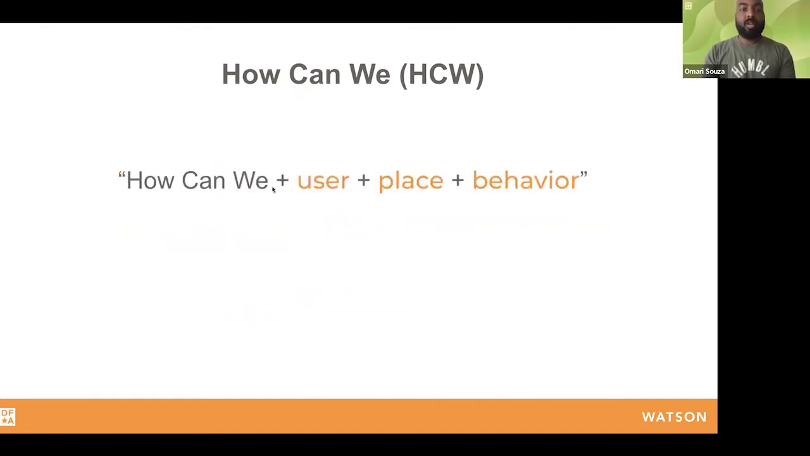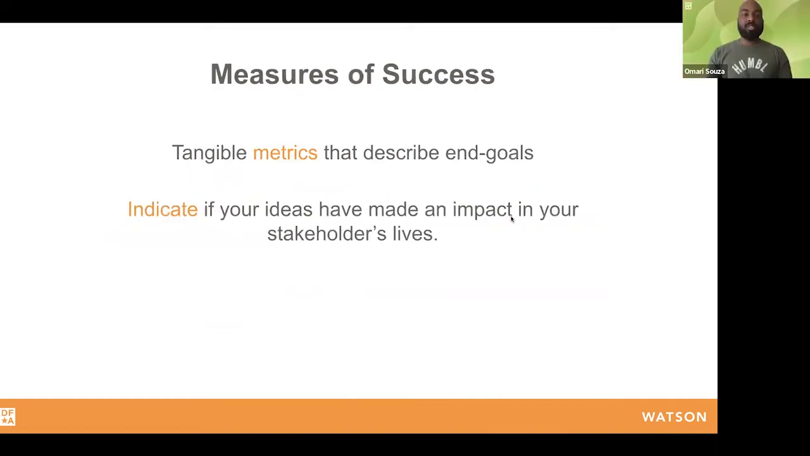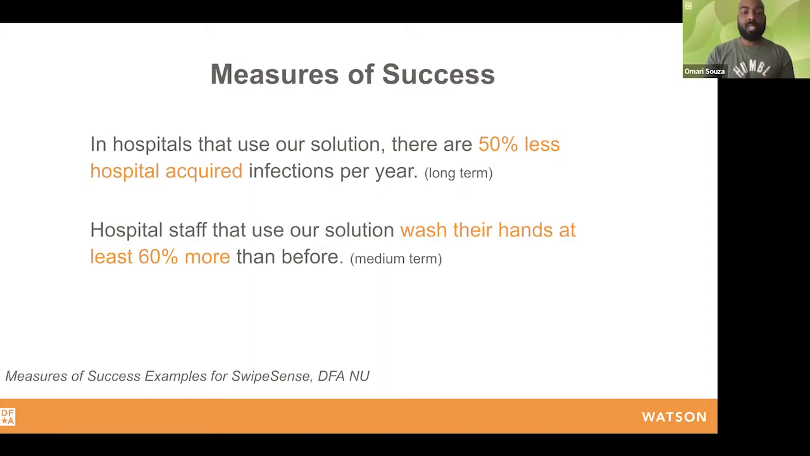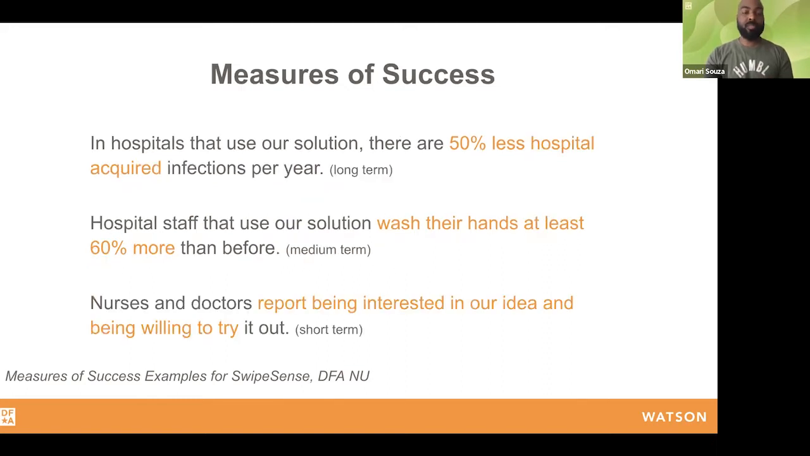All right. So how can we user plus space plus behavior? Measures of success: tangible metrics that describe end goals, indicating if your ideas have made an impact in your stakeholders' lives. In hospitals that use our solutions, there are 50% fewer hospital-acquired infections per year. Hospital staff that use our solution wash their hands at least 60% more than before. Nurses and doctors report being interested in our idea and being willing to try it out.